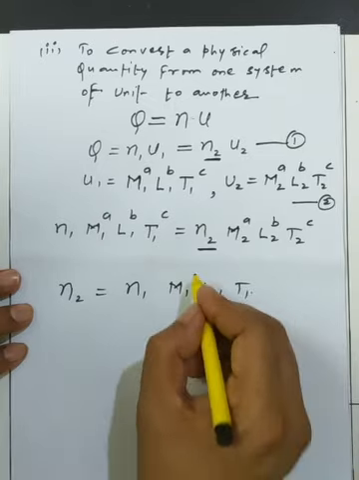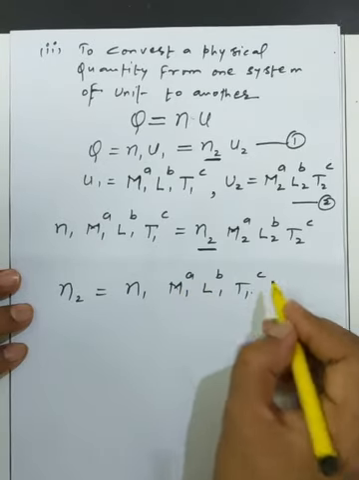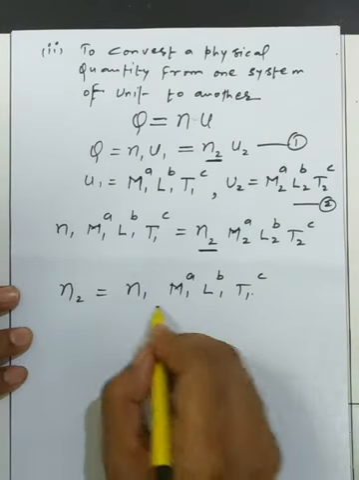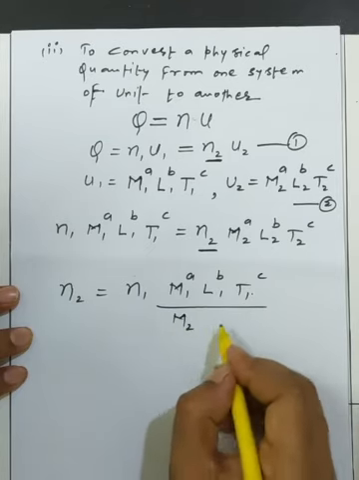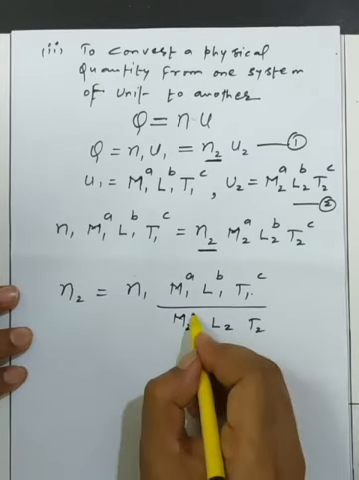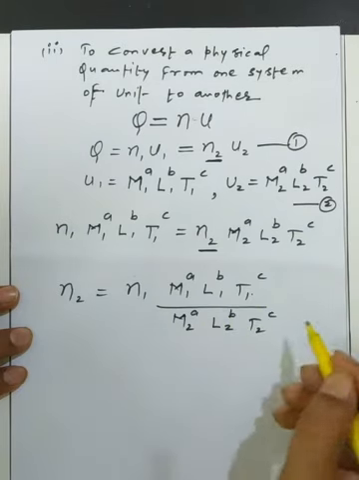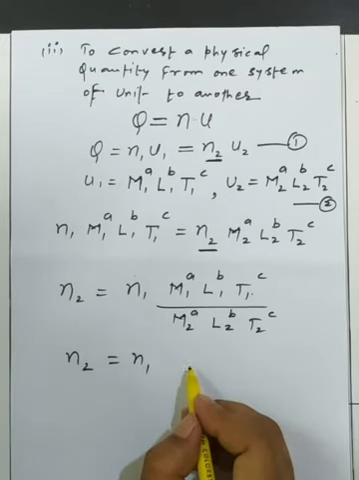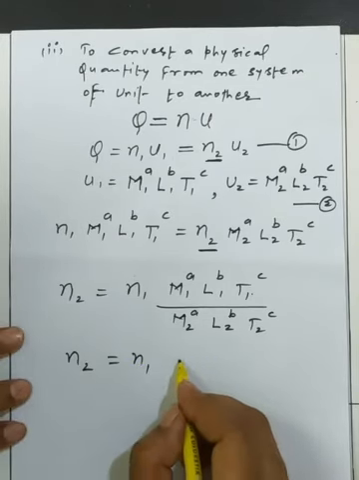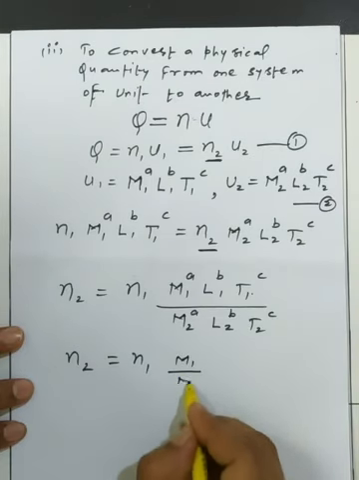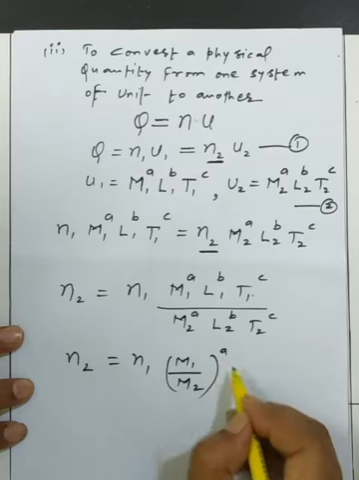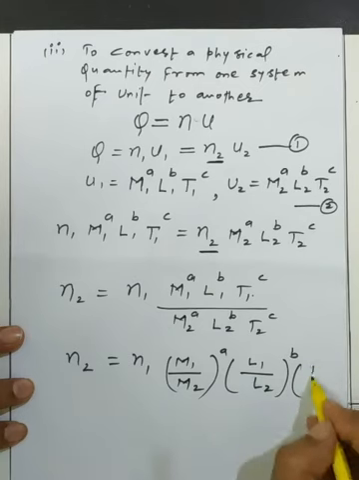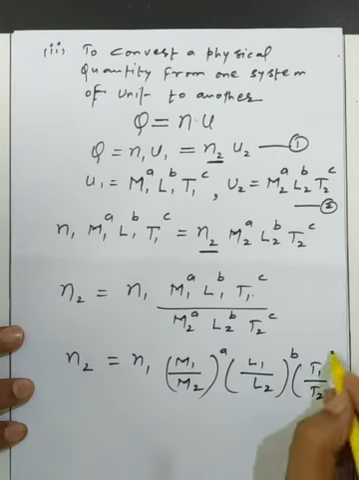L1, T1 with powers a, b and c, because a physical quantity having the same type of dimension in a different system is divided by M2, L2, T2 with powers a, b and c. So we apply the simple mathematics rule: when the powers are the same, the power can be common. I write M1 upon M2 with power a, L1 upon L2 with power b, and T1 upon T2 with power c.